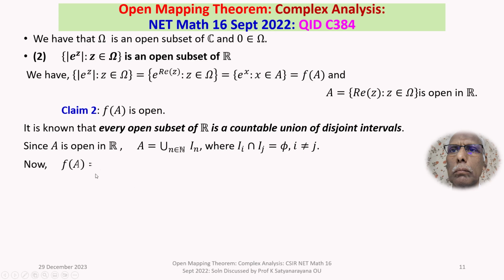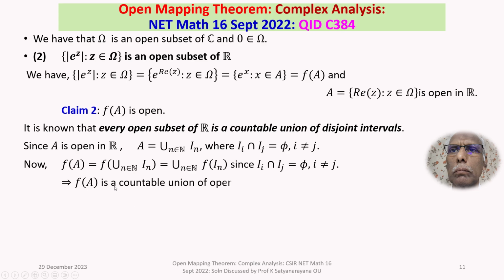Now operate f on A. f of A is equal to f of the union of the intervals, which is the union over n of f of I_n. Why? Because it is a disjoint union, that is why f will come out like this. And what is I_n? I_n is an open interval. What is f? f is the exponential function. It maps open intervals to open intervals. Therefore, f of I_n is also an open interval. So f of A is a countable union of open intervals.